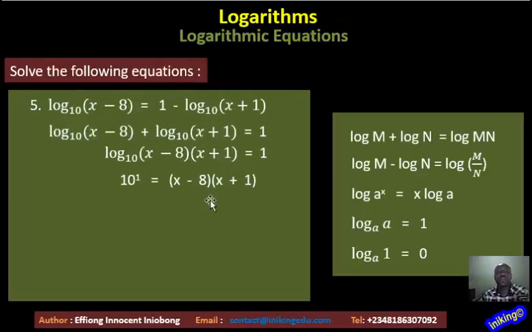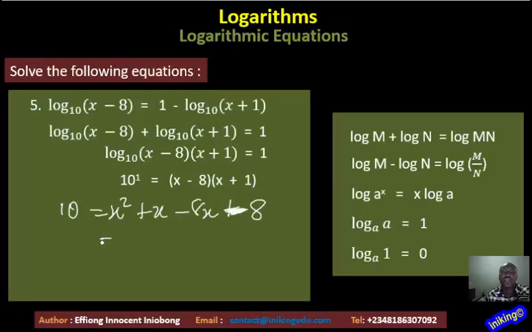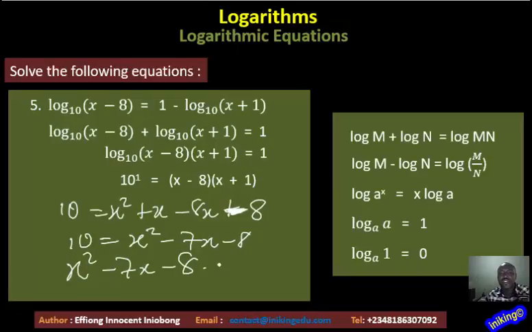If you open the bracket, we should have something like this. Okay, open this bracket. That should give us 10 is equal to x squared plus x minus 8x minus 8, and we can write this as x squared minus 7x minus 8. That's 10. Let's turn this around. x squared minus 7x minus 8 is equal to 10. And transferring 10 this way, I will have x squared minus 7x minus 18 equal to 0. Now we can solve this quadratic equation to obtain our x.